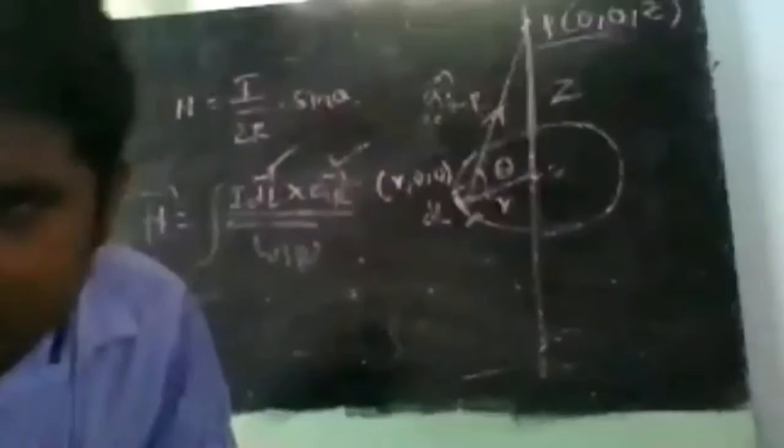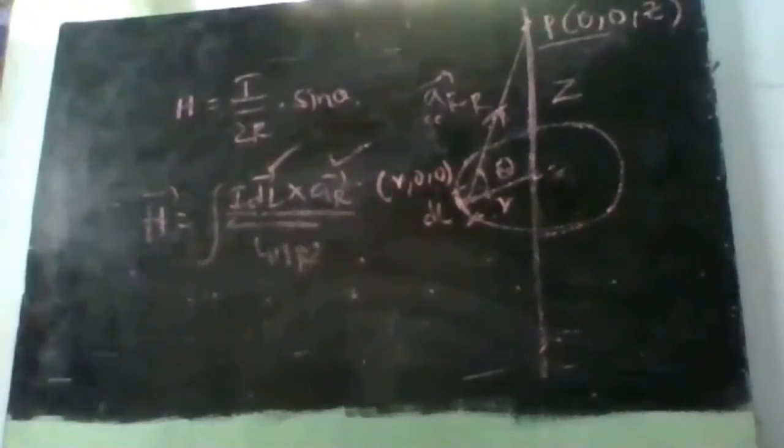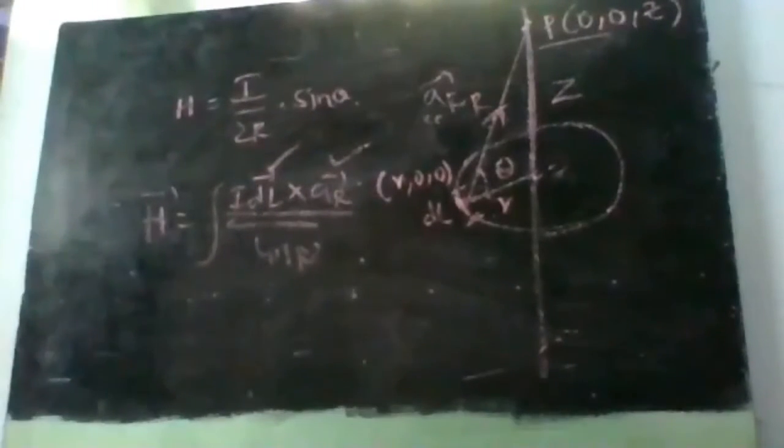So I want you to solve this on your own. Determine the H bar. And in the next class, if you have any doubts, you can ask me. Clear with this? I hope that it is simple thing. You can calculate in 5 minutes. So this is the Biot-Savart's law.